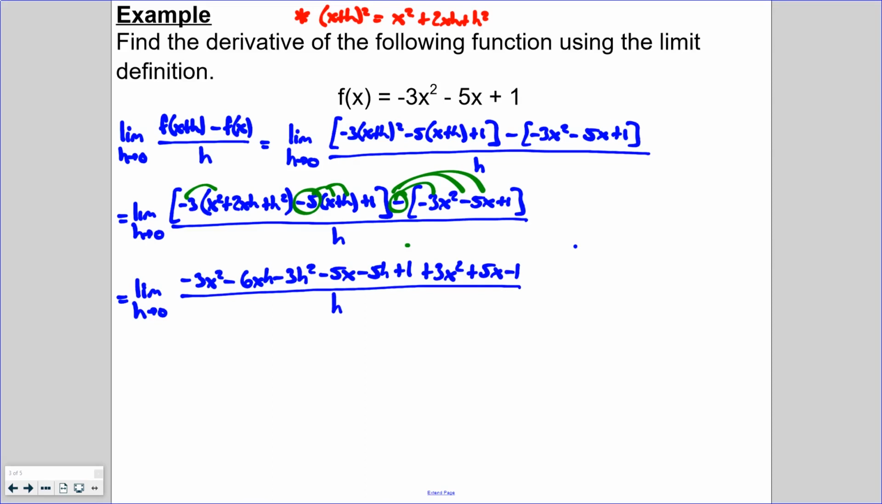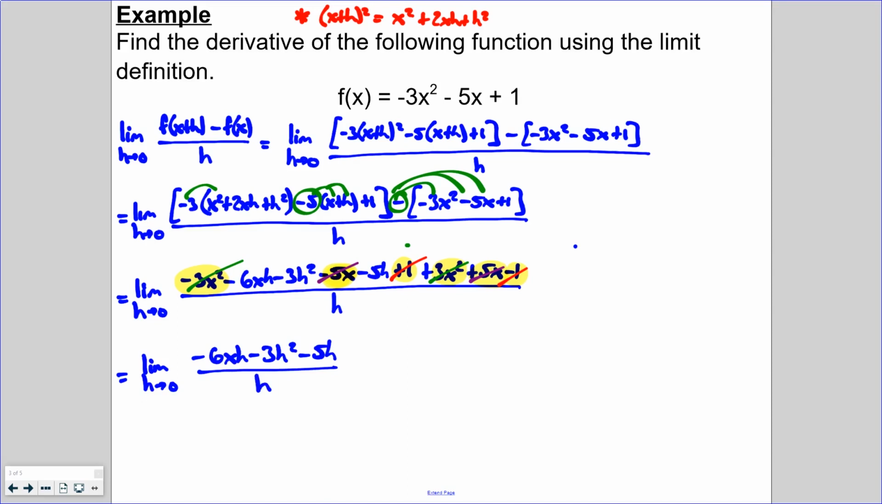And then from here we're going to see what can we cancel out. Well, we have a positive 1 and a negative 1, so those are gone. We have a negative 3x squared and a positive 3x squared, so those are gone. And anything else? Well, we have a positive 5x and a negative 5x, so those are also gone. And what does that leave us with? We have the limit as h approaches 0 of negative 6hx minus 3h squared minus 5h all over h.